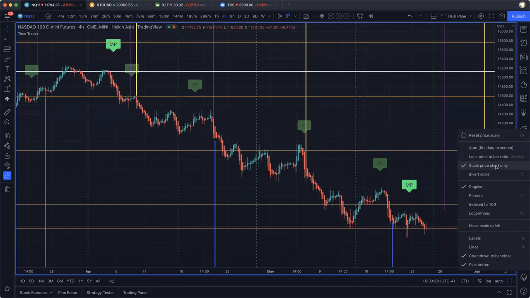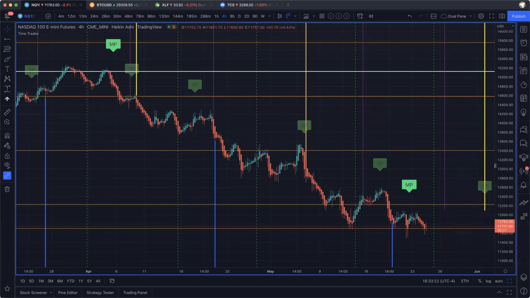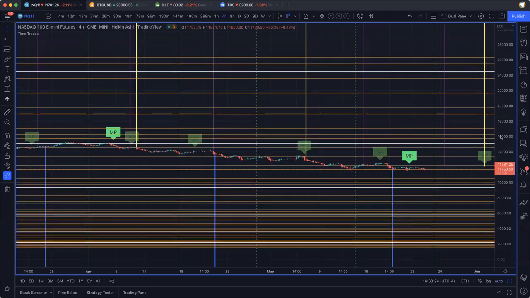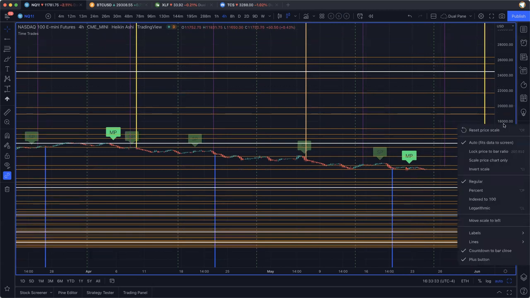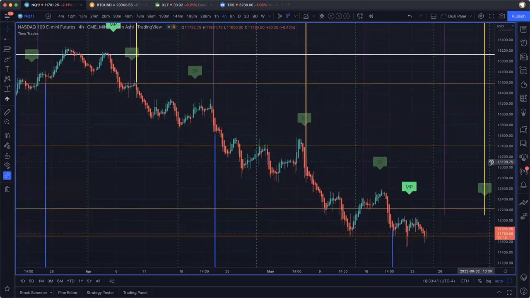And if scale price chart only is not checked, then this is what it will look like. It will look like a whole lot of lines, okay? So that's not super useful. To avoid this problem, you need to right click on the price axis and make sure that scale price chart only is checked, and then that solves the problem.